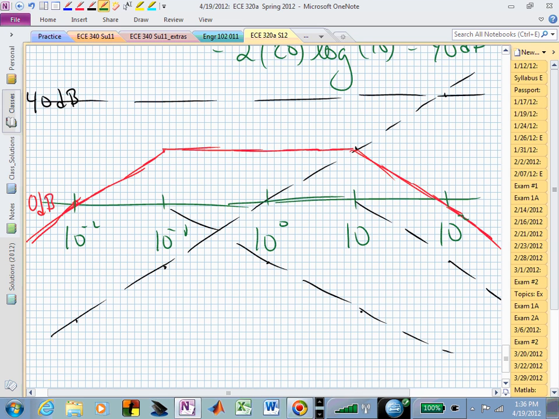Yes, so the question was, when you're sketching individual pieces, is it possible that your slope could be something other than plus or minus 20? And the answer is yes. Okay, let's move on.